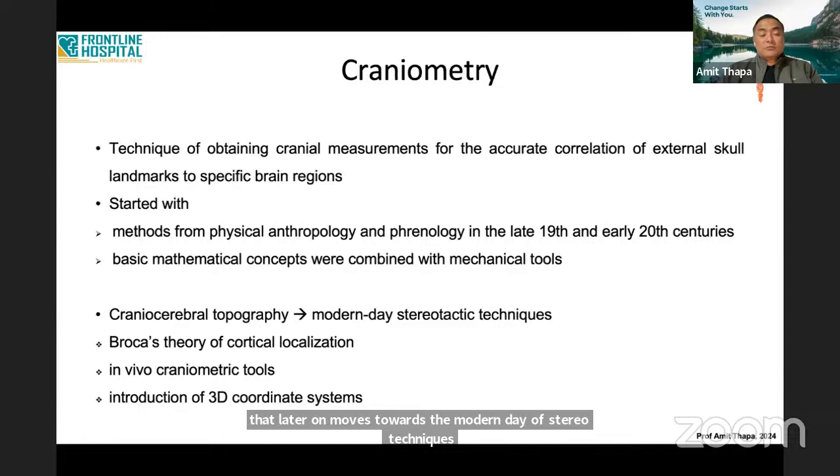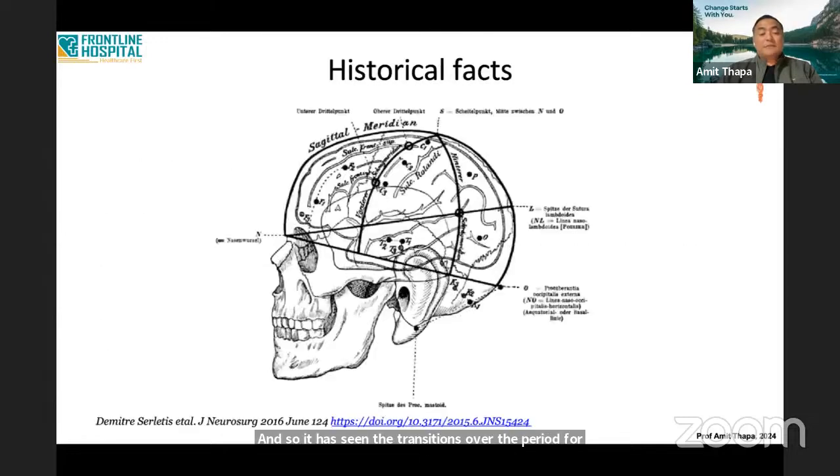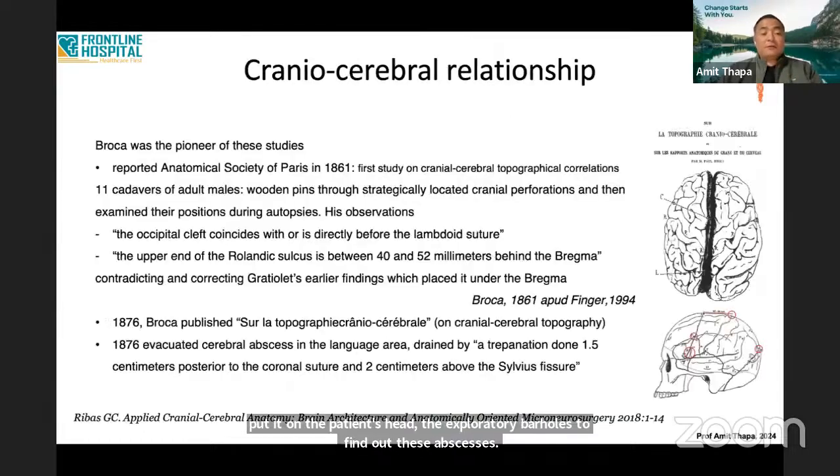As you all know, it all started with the exploration of cerebral abscesses, and the early literature is full of how they would clinically localize the patient's lesion based on the symptomatology, and then put exploratory burr holes on the patient's head to find these abscesses. It is always very important to quote the name of Pierre Paul Broca, who was the pioneer of these studies, a French anatomist and surgeon.